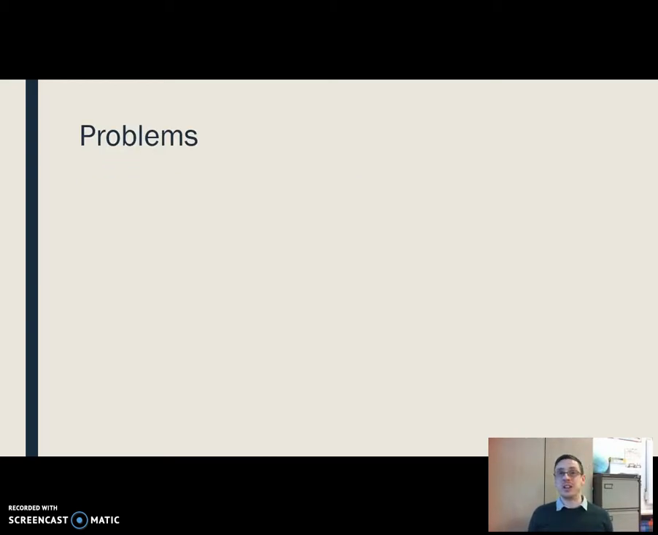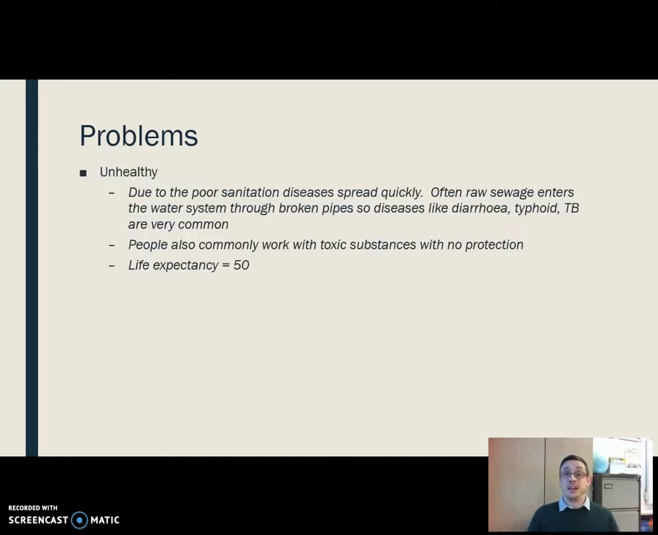Now, if we consider all that, there are a lot of issues with life in Dharavi. It's unhealthy. That doesn't really take a huge amount of explanation. We have poor sanitation, lots of people in very cramped conditions, disease spreads fast. Raw sewage enters the water system frequently through cracks in the pipes. You also have children play in raw sewage. That spreads disease really quickly: diarrheal diseases, cholera, typhoid, TB, etc. It is a big, big issue.